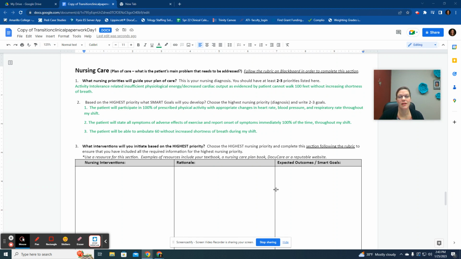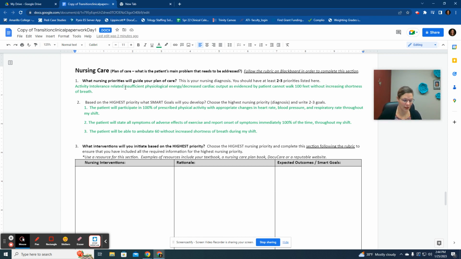So number one on this care plan tool that I have here, which you'll recognize because it's part of your clinical paperwork. If you're in one of the RNEX sites and if you're in Amarillo, you'll be able to recognize familiar requirements. So first, I wrote my nursing diagnosis, activity intolerance related to insufficient.